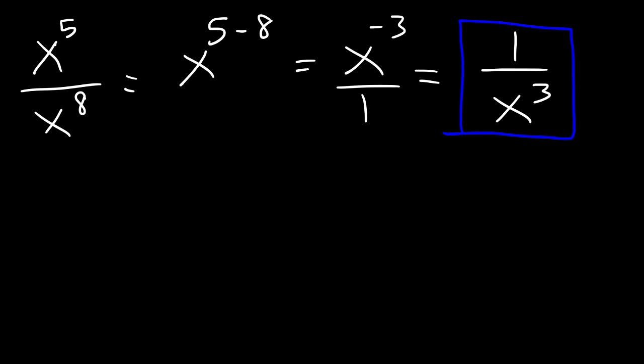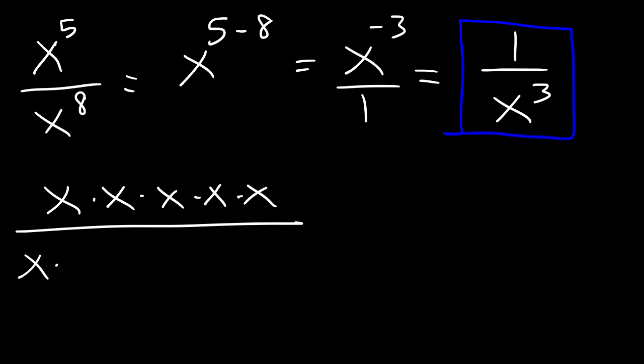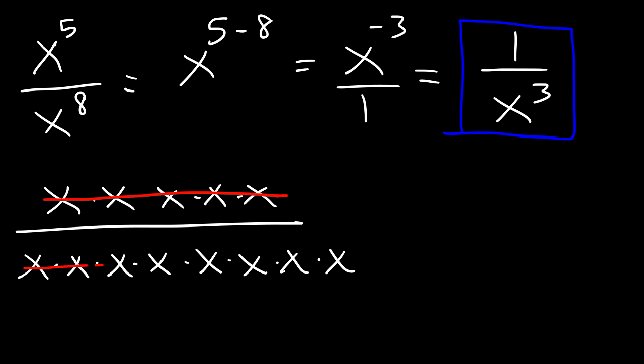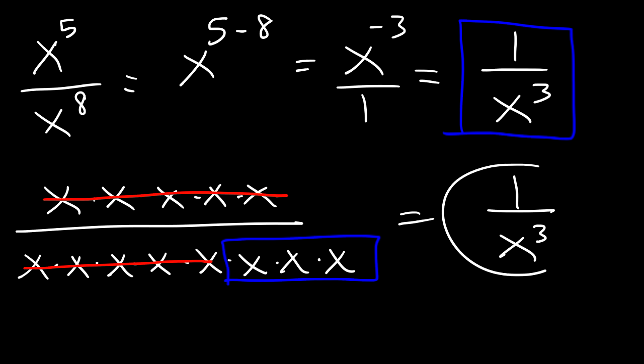Now, if you want to understand why it works this way, you could expand the expression. X to the 5th is 5 x variables multiplied to each other. And x to the 8th is 8 x variables multiplied to each other. So we can cancel 5 on top and 5 on the bottom. So notice that it leaves us with 3 x variables on the bottom. That's why the answer is 1 over x cubed.